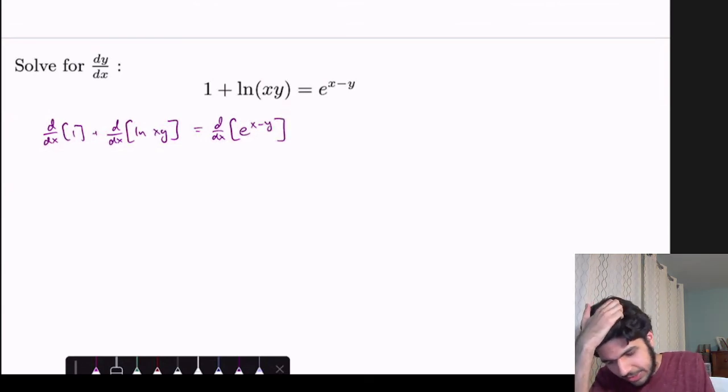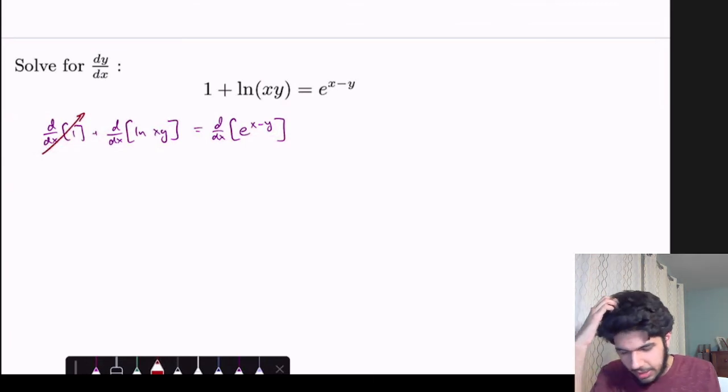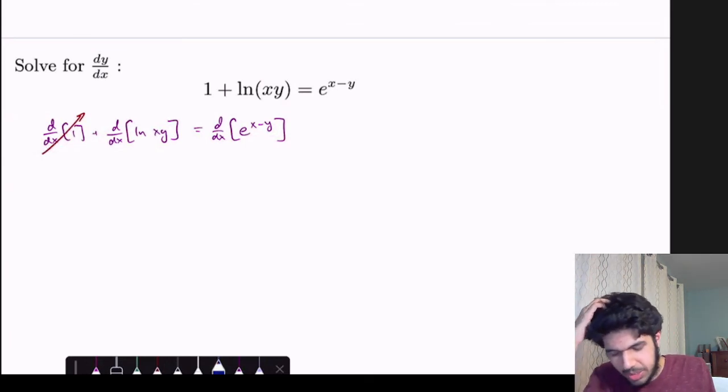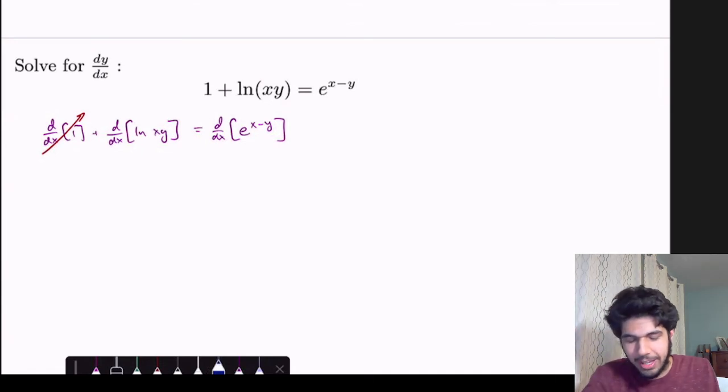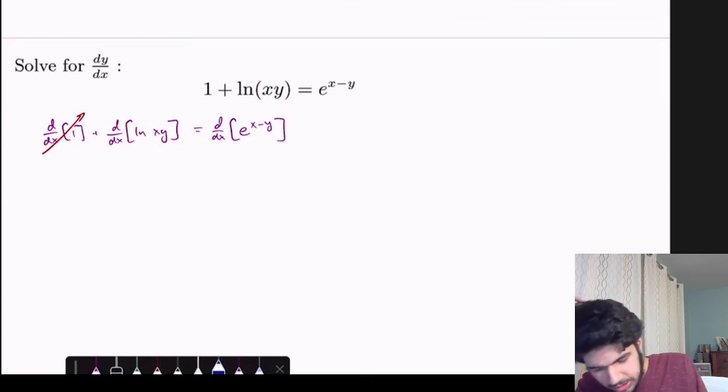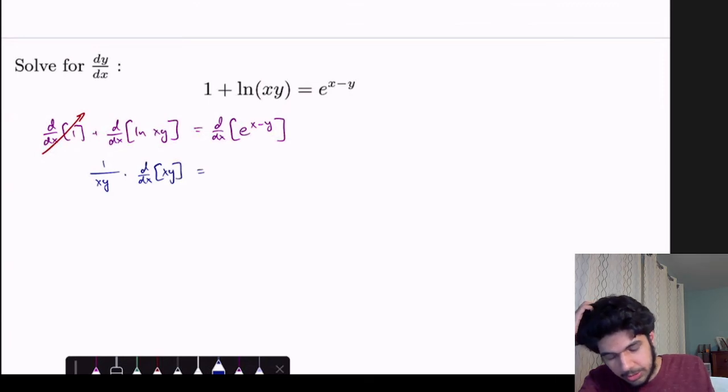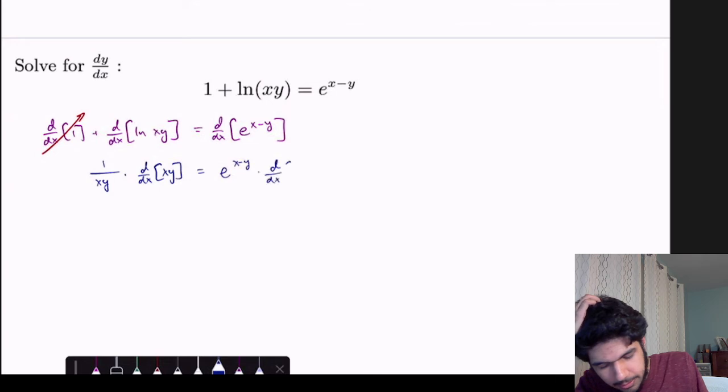So this first term here, that goes to 0 because that's just the derivative of a constant. And then we have the second term to deal with. So derivative of ln, we do 1 over that quantity and then multiply by the derivative of the quantity. So this would be 1 over xy times d dx of xy. And on the right, well, the derivative of e to some power is e to that power times the derivative of that power. So this would be e to the x minus y times d dx of x minus y.